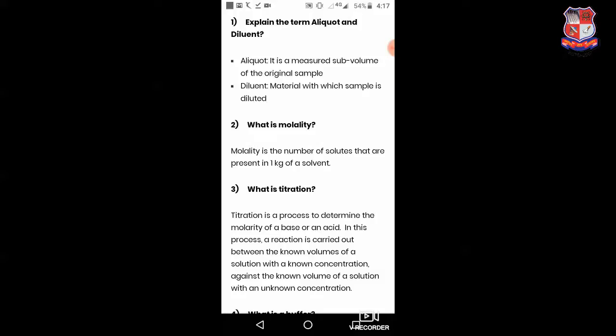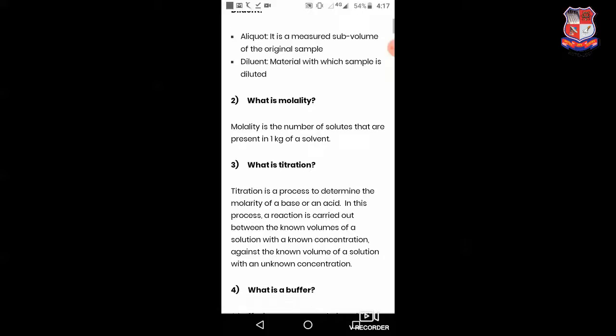Hello students, today we will discuss some important questions. The first question may be: explain the term aliquot and diluent. Aliquot is a measured sub-volume of the original sample. Diluent is the material with which the sample is diluted.